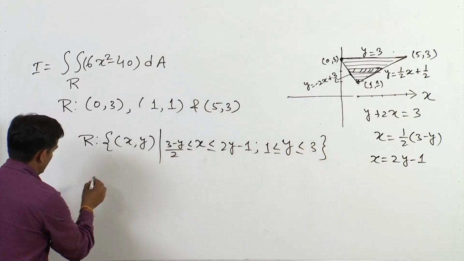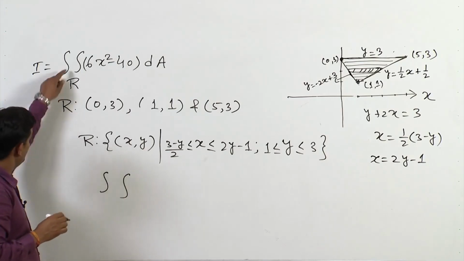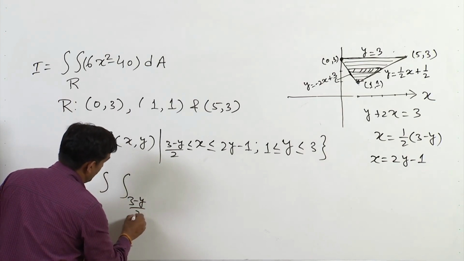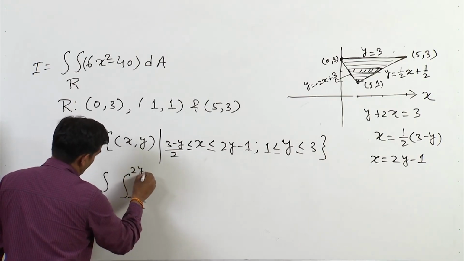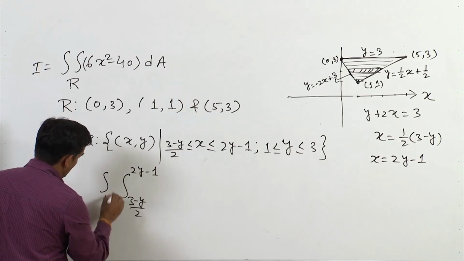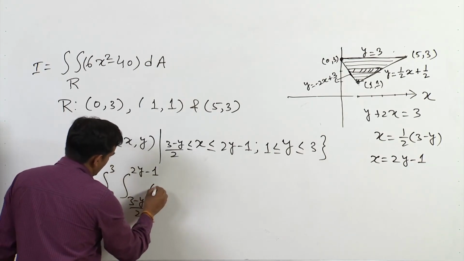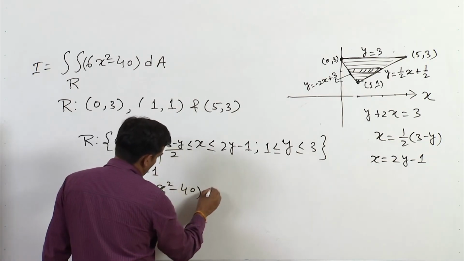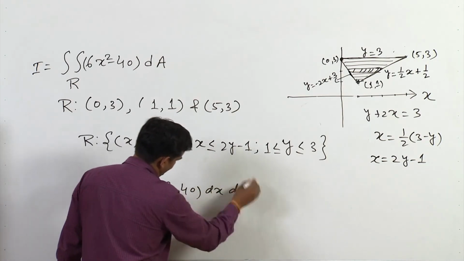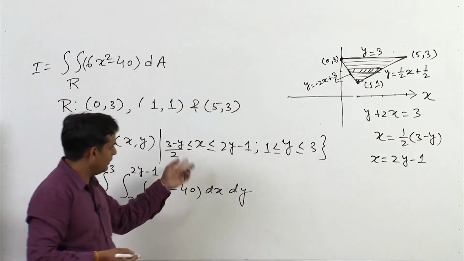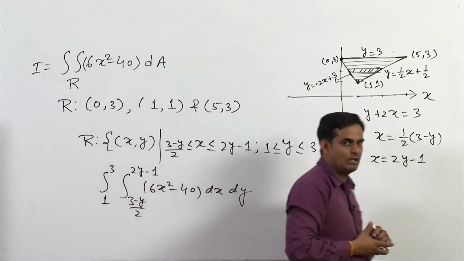So, here the limits of this double integral will become 3 minus y upon 2 to 2y minus 1, and y will be 1 to 3, 6x square minus 40 dx dy. So, what am I doing? I am taking two different ways of solving this particular problem.